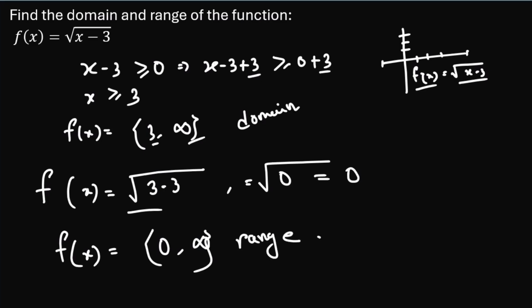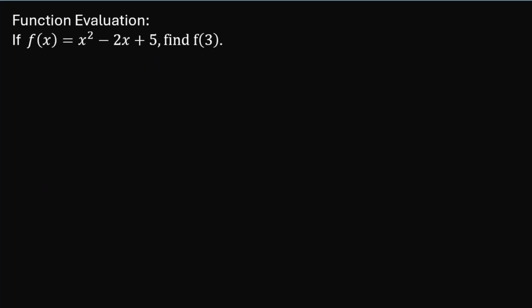Okay, so now come to another problem. Today our second problem is function evaluation. Here f of x, function of x, equals x square, or x to the power 2, minus 2x plus 5. So find f of 3. We need to replace the x value with 3. So f of 3 equals 3 to the power 2 minus 2 times 3 plus 5.